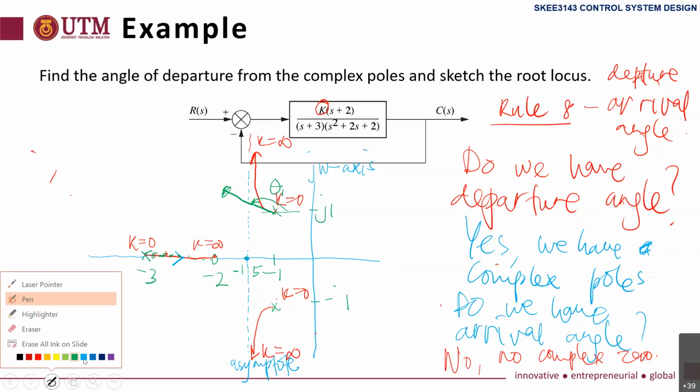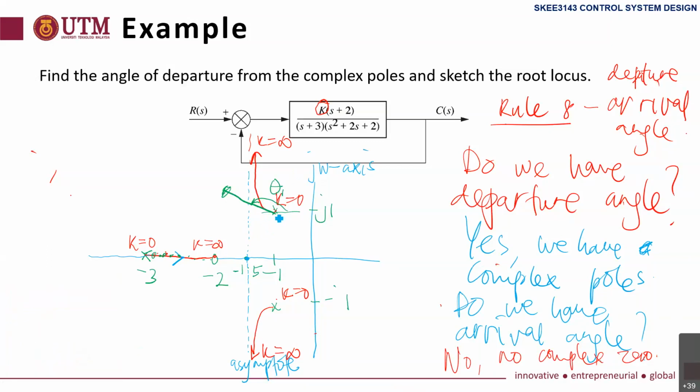So we need to get all the other angles. This is theta 2. This is theta 3. And another one here, theta 4. We need to find all the angles, from zeros and poles, to the point that we want to calculate.